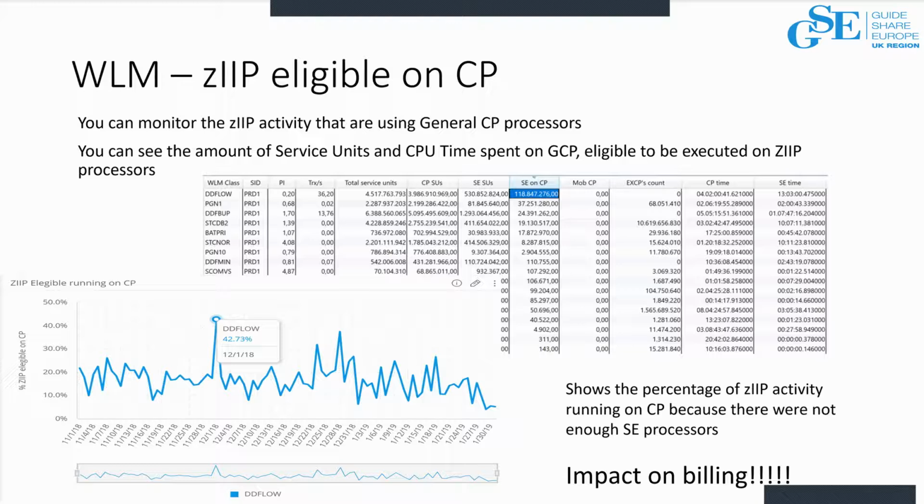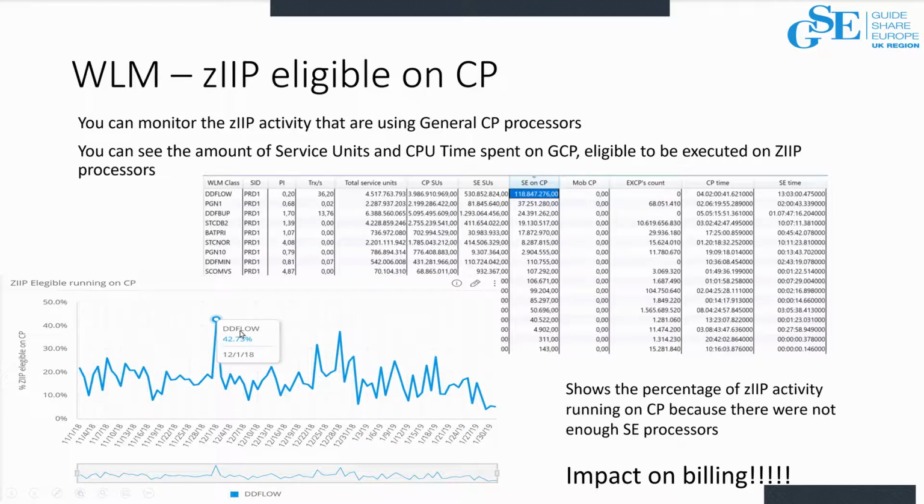And then if you have much workload running on the general processors that were eligible to run in zIIP, you may have impact on your billing peak, because your rolling 4 hours average probably will increase, and then you pay more for IBM. And using this SMF record, you are able to understand the amount, and perhaps you can do some changes on the definition in order to use your zIIP processors better.